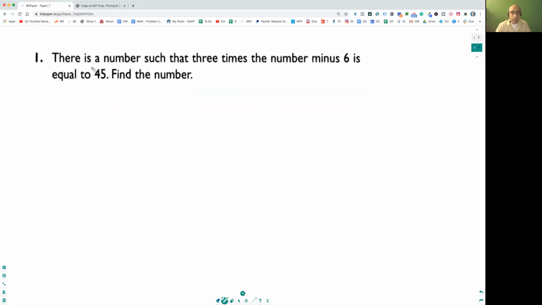So take it easy, read this problem. You're asked to find the number. So all you've got to do is let this number be equal to X. Read this problem and then we're going to solve it together. And those of you who already know how to solve it can post your answers here.